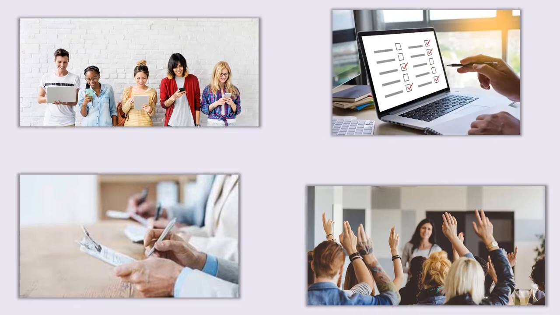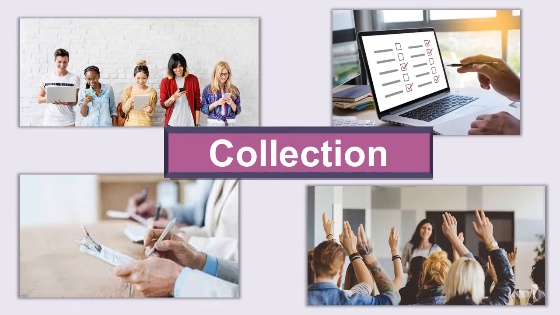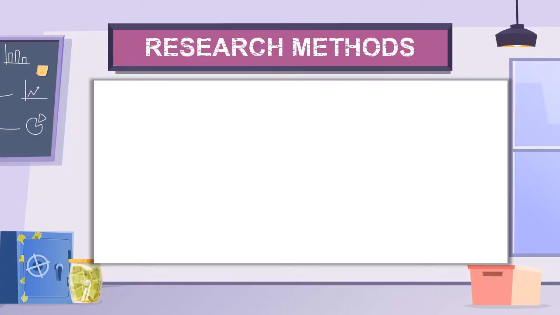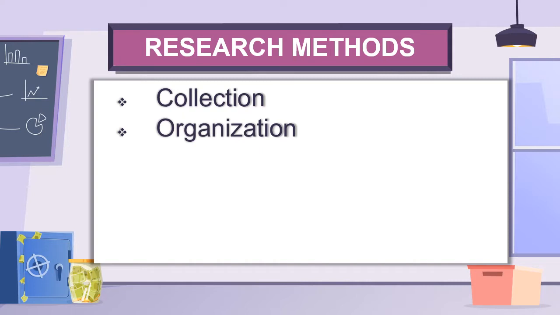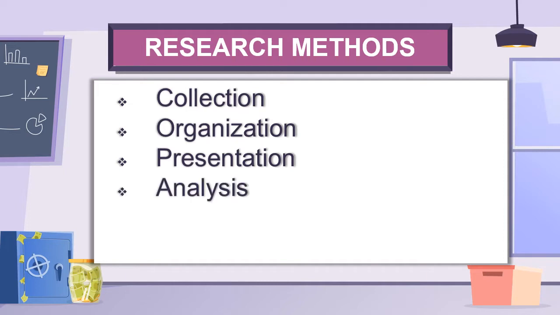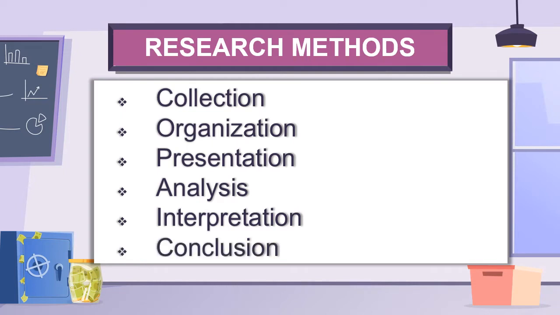And this is just the first step of a statistical research method: collection. In order to present, analyze, and later on conclude and interpret the data, we have this research method. Number one, collection. Second, we're going to organize the data. Then we will present it. Then the data presented will be analyzed so that we can interpret it and later make our conclusion.